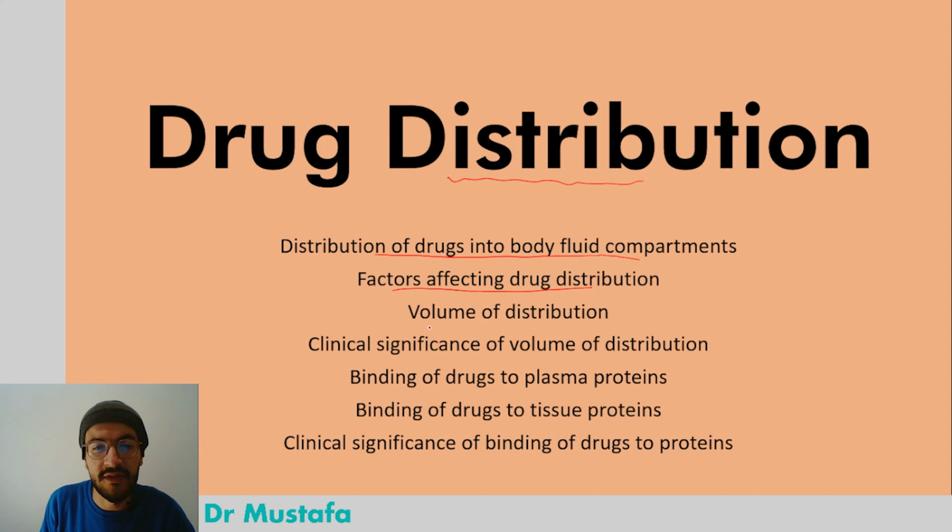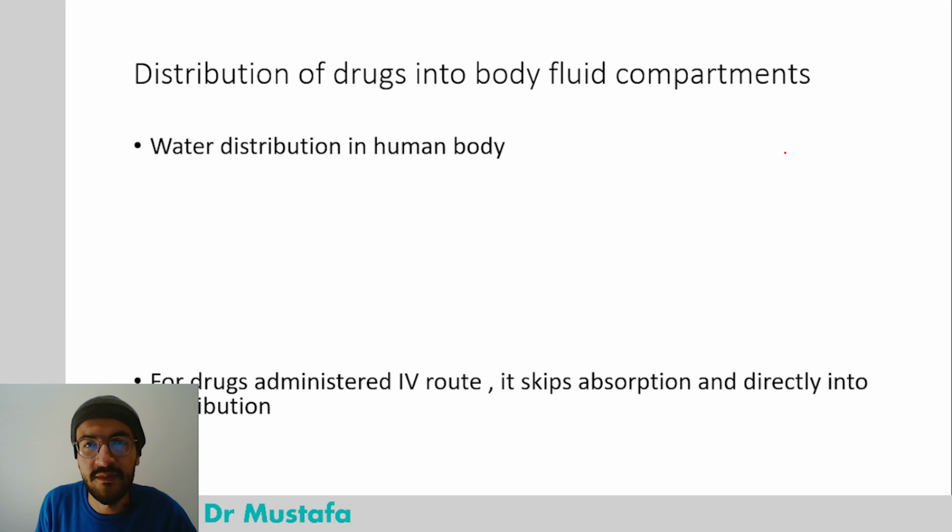We are also going to talk about the volume of distribution and its clinical significance. We will also talk about the binding of drugs to plasma proteins and to tissue proteins, and the clinical significance of the binding to proteins. So let's start by talking about the water distribution in a human body.